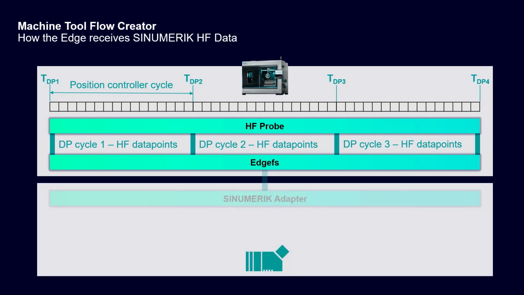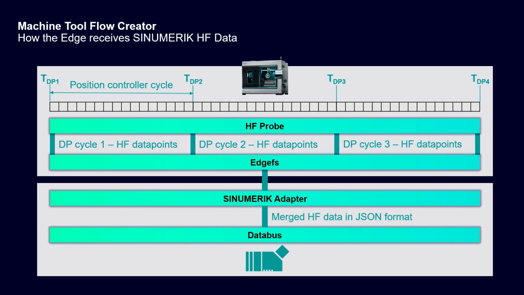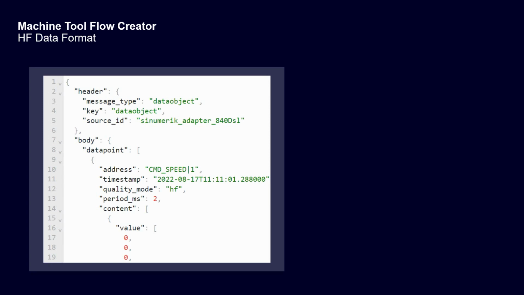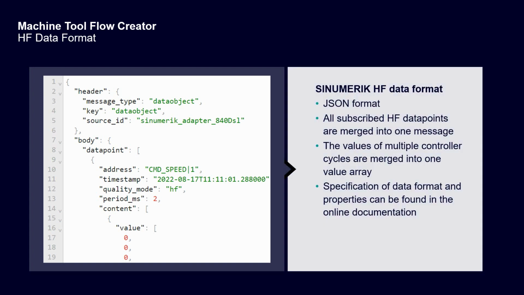And on the edge, we have the SINUMERIK adapter, which receives the data and merges all of the data points into one package and sends this package to the edge internal data bus, and other apps can subscribe to that data. The data is available in a JSON format, and you have all of the data points in one message, and also each message contains multiple values of each signal because multiple cycles are collected before they are transmitted to the edge. The specification of the data format can be found in the online documentation.